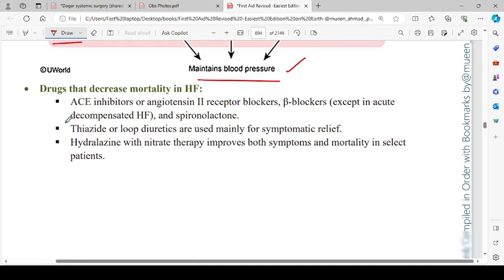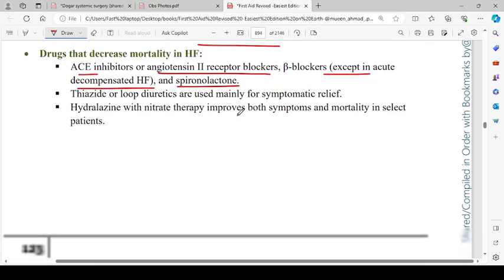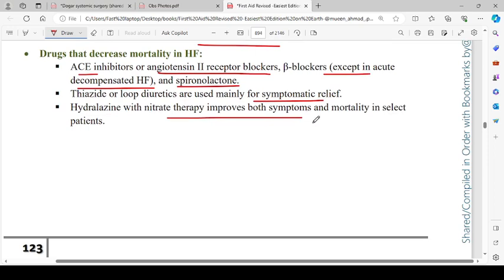Drugs that decrease the mortality in heart failure are ACE inhibitors and angiotensin II receptor blockers, beta blockers except in acute decompensated heart failure, and spironolactone. Thiazide or loop diuretics are used mainly for the symptomatic relief. Hydralazine with nitrate therapy improves both symptoms and mortality in select patients.